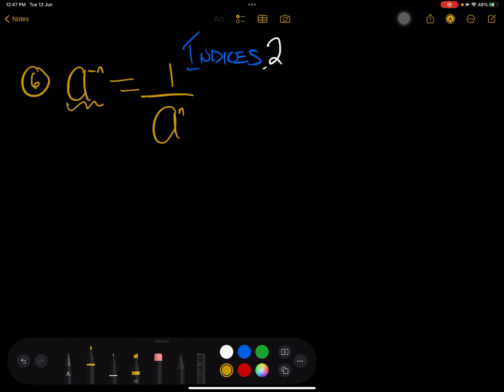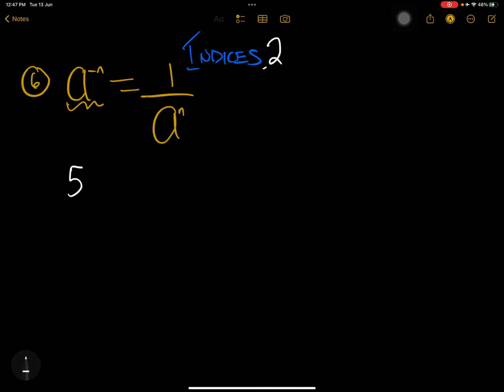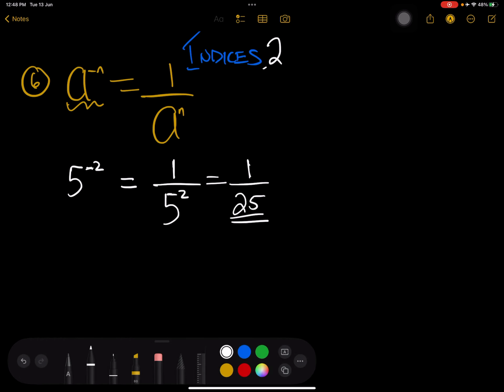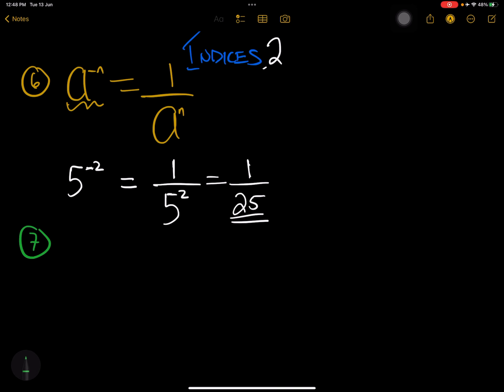So if you have something like 5 to the power negative 2, what we're going to do in the denominator, we're going to write 5 to the power of 2. We eliminate this negative sign there. We have 5 exponent 2, and then we put 1 at the numerator. And that gives us 1 divided by 25.